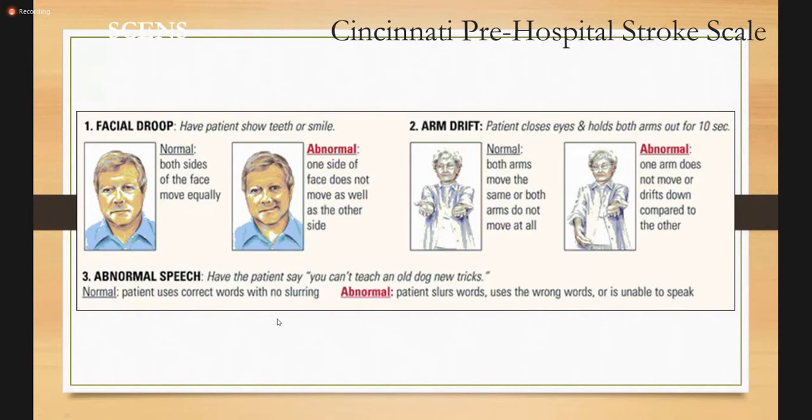You have to assess the speech. Ask the patient to speak, for example, 'You can't teach an old dog new tricks,' or any sentence like that. A normal patient will use the correct words with no slurring. An abnormal patient will slur, use the wrong words, or be unable to speak. So you have to assess face, arm, speech, and time. This is FAST.